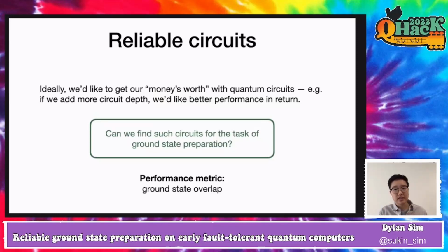And so to go back to this idea of reliability, I wanted to make sure I define this a little better, where ideally, we'd like to get our money's worth with quantum circuits. That is, if we were to pump in or add in more circuit depth, we'd like to observe better performance in return. And in the specific case of the ground state preparation problem, we wanted to find if there are such reliable circuits. And in this task of ground state preparation, the performance metric that we're interested in is the ground state overlap or the energy.